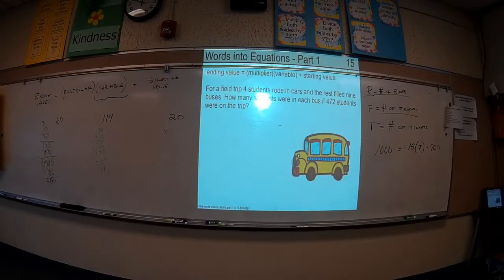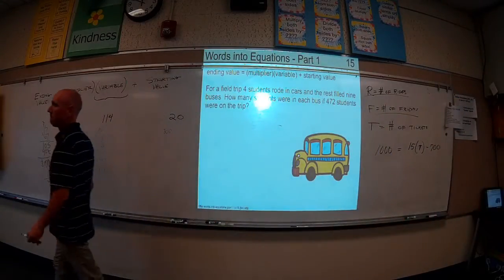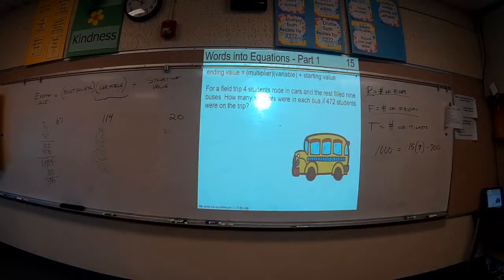All right, this one, let's use S for number of students. Model it and solve it. Good. And don't erase it. Model it and solve it. There's 9 buses.